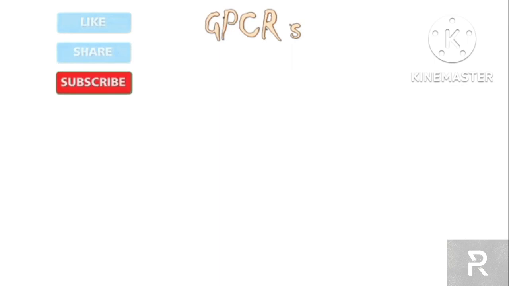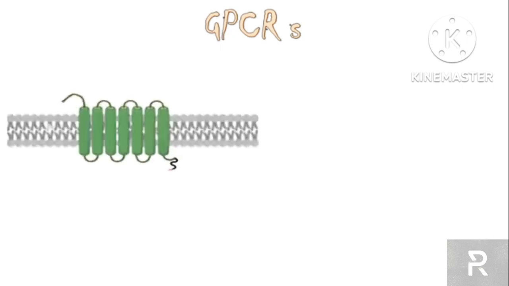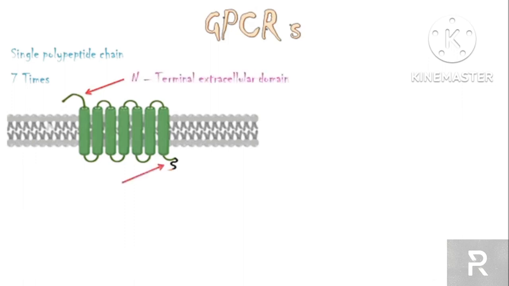Hello. Today in this video, I'm going to discuss G-protein coupled receptors, their structure, function and mechanism of action. G-protein coupled receptors, or GPCRs, are transmembrane proteins made up of a single polypeptide chain and span the plasma membrane 7 times. Each receptor has an N-terminal extracellular domain and a C-terminal intracellular domain.